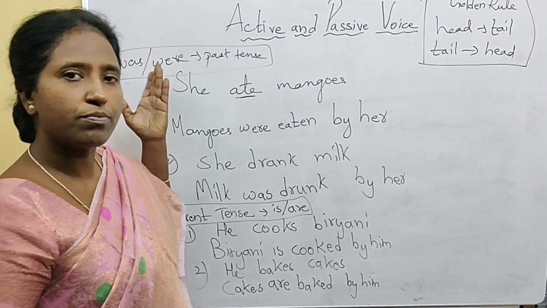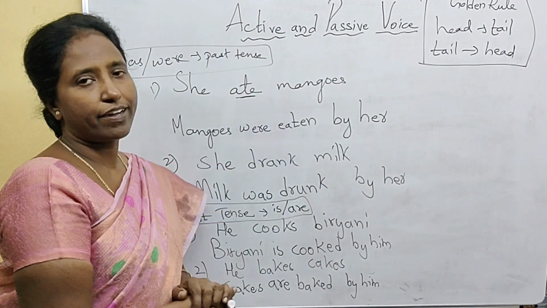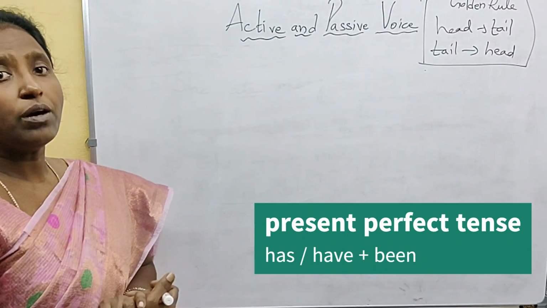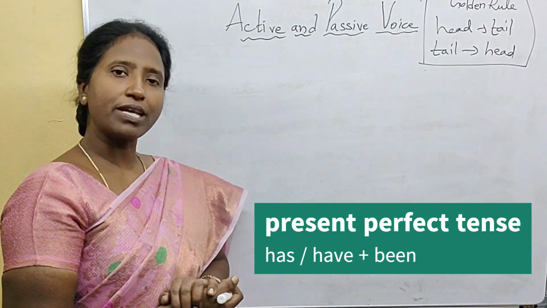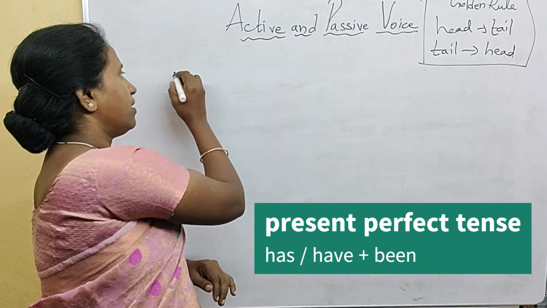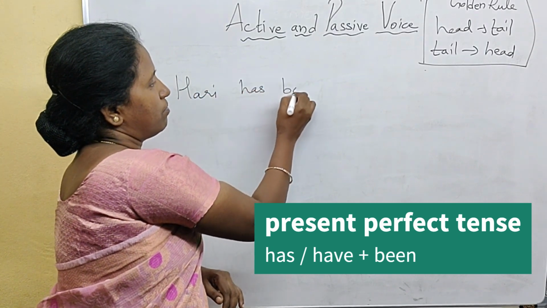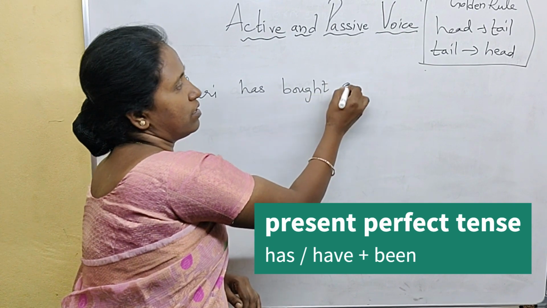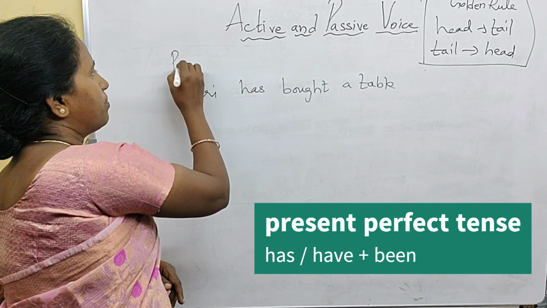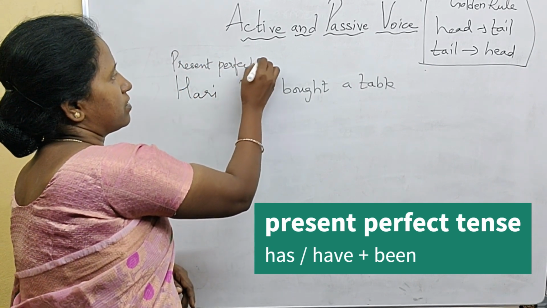So now we are finished with present tense and past tense. Now we will go ahead with the present perfect tense and past perfect tense. Okay. Yes. On to the present perfect tense. You all know, in present perfect tense we use has or have. Okay. So if I say, Hari has bought a table. Has bought. This is in present perfect tense.